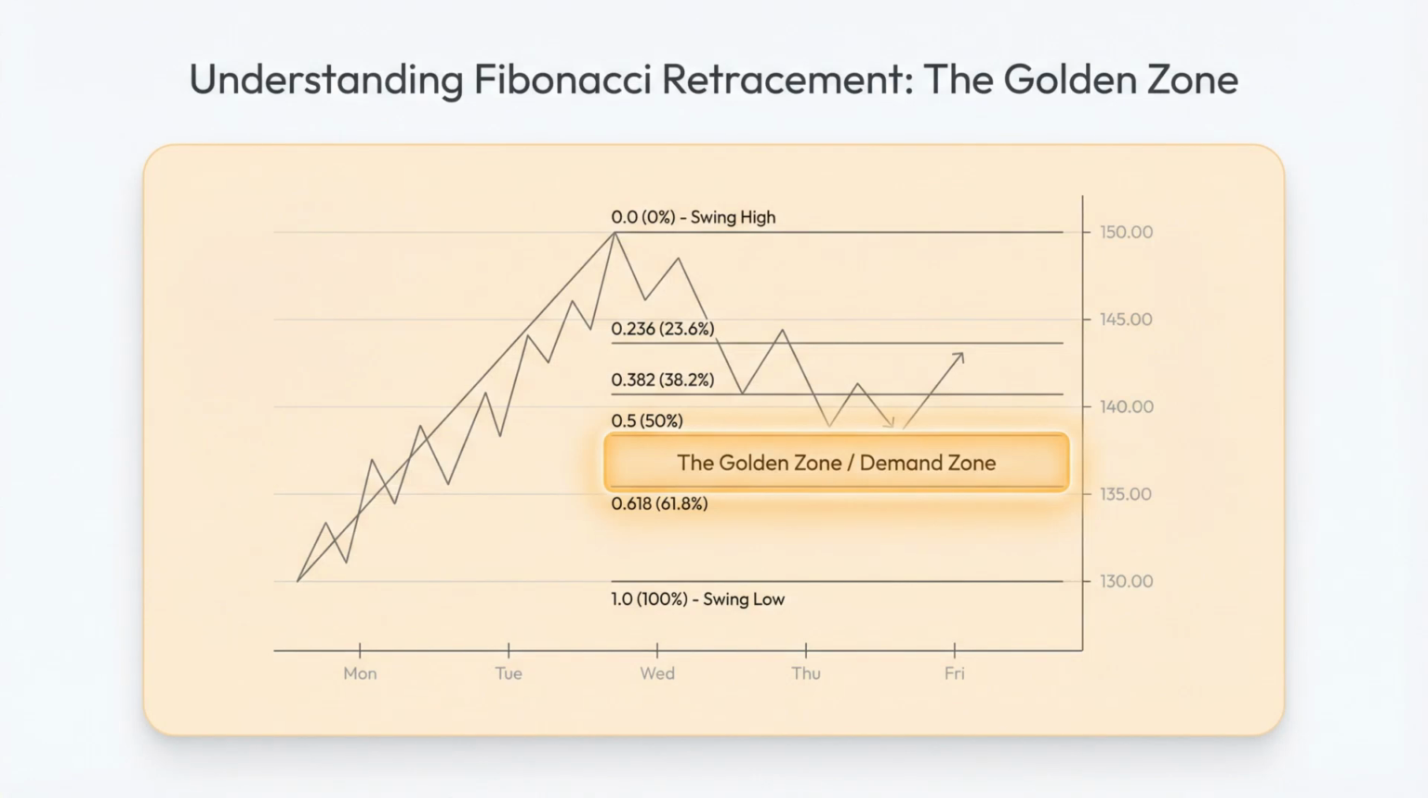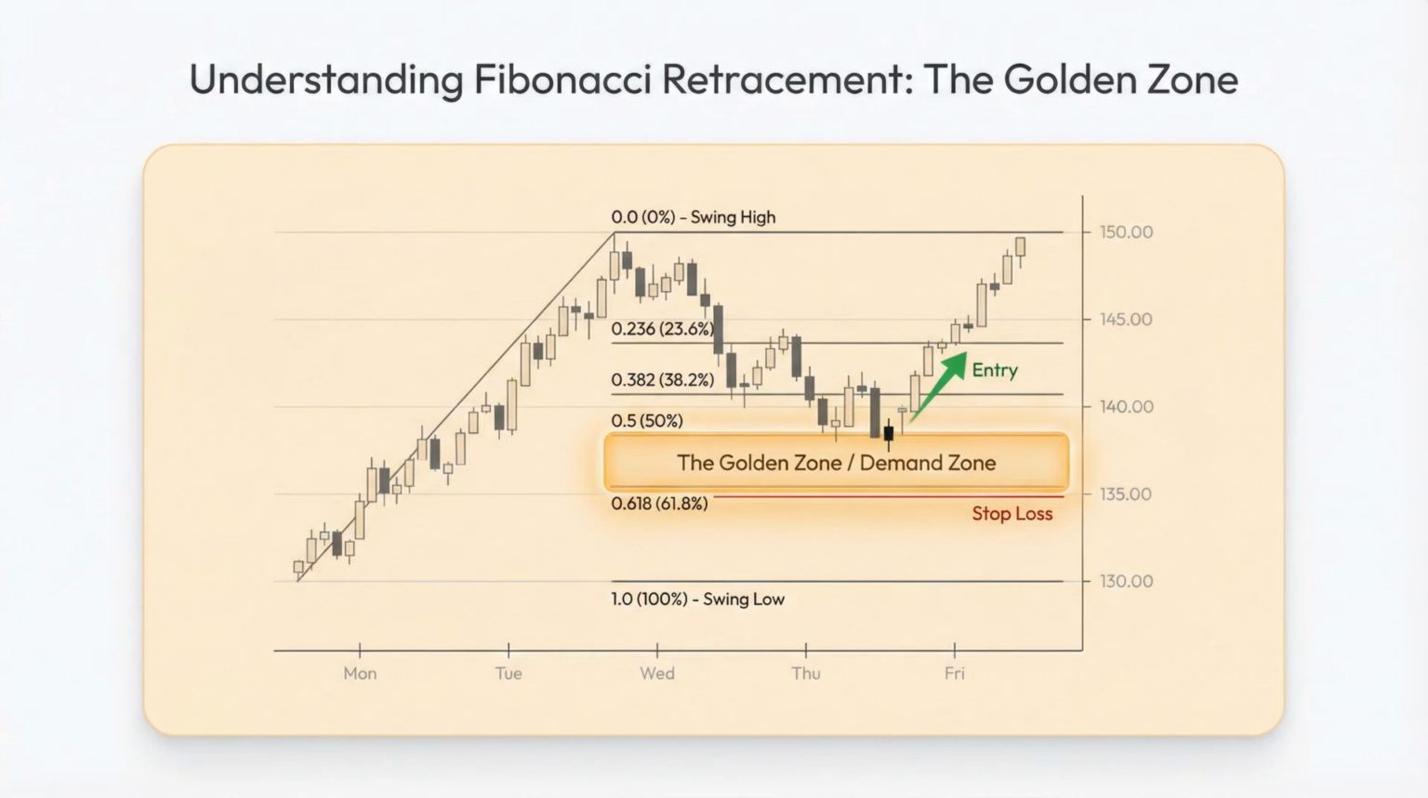The most critical area on the retracement tool is known as the golden zone, which consists of the 0.5 and 0.618 levels. This is a high probability demand zone where buyers frequently step back into the market. When the price falls into this pocket, there is a strong statistical likelihood that the downward correction will reverse. However, simply touching the golden zone is not an automatic buy signal.